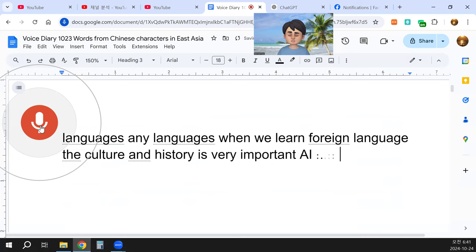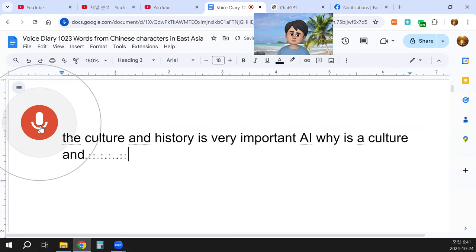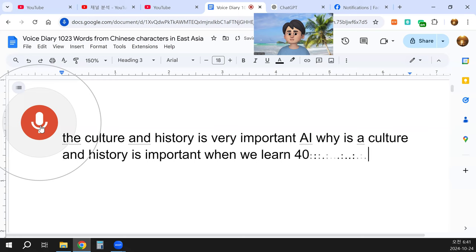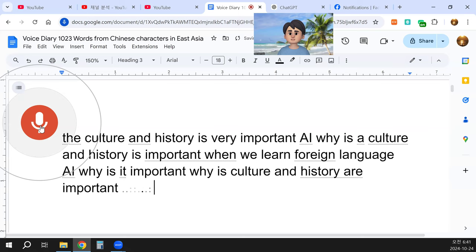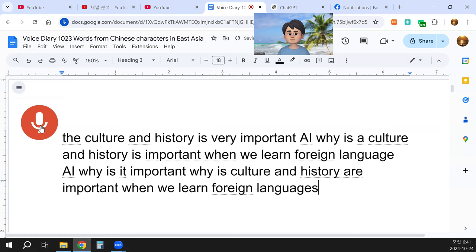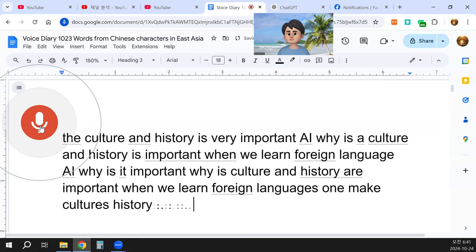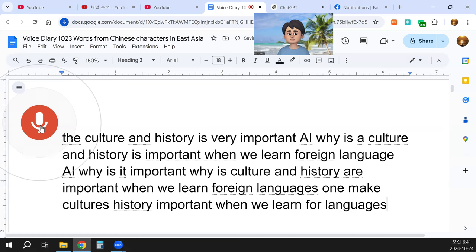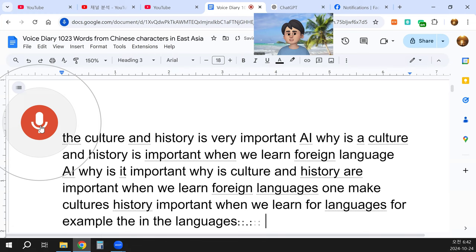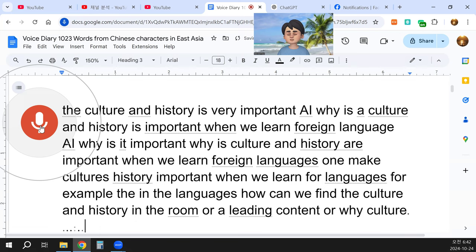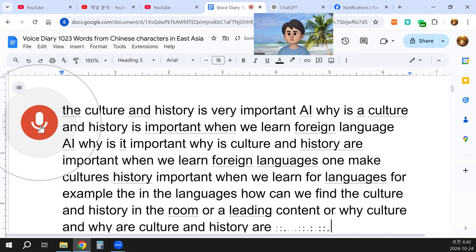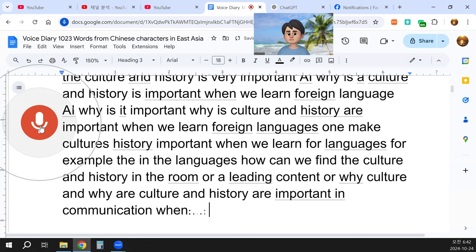AI, why are culture and history important when we learn foreign languages? What makes culture and history important when we learn foreign languages? For example, in the languages, how can we find the culture and history in a book or a reading content? Or why are culture and history important in communication when we learn foreign languages?